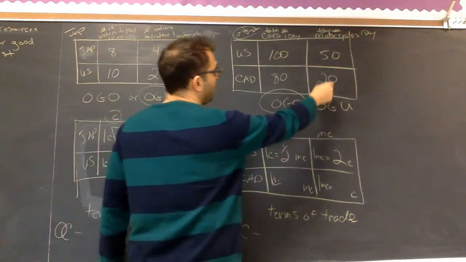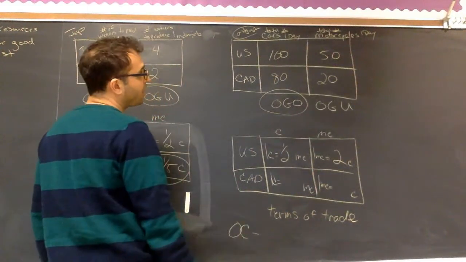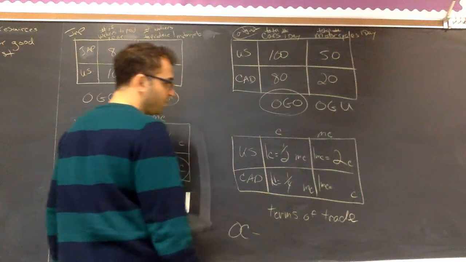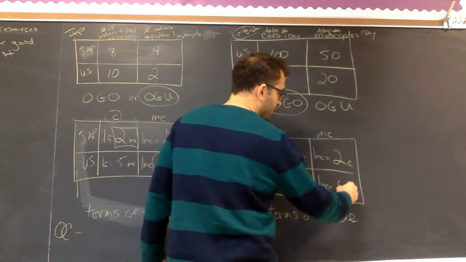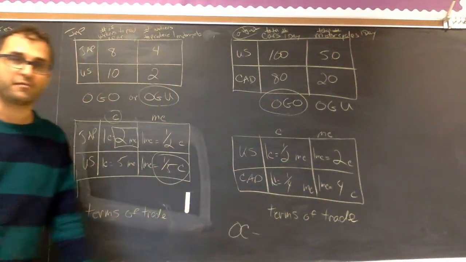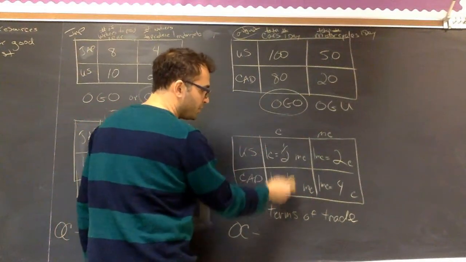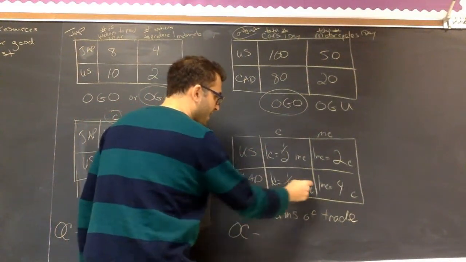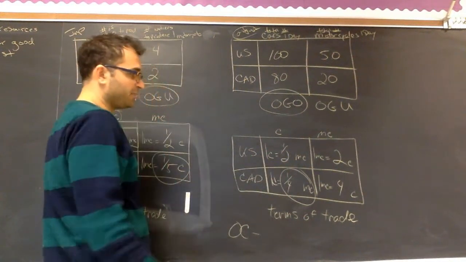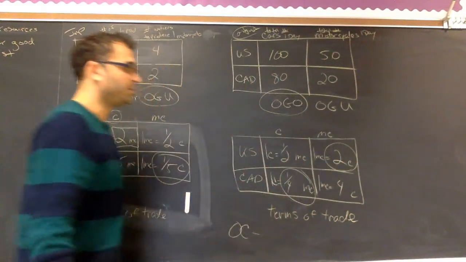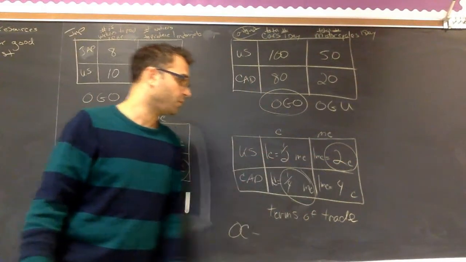For Canada, other goes over. 1 car is going to cost 20 over 80, 1/4 of a motorcycle. And 1 motorcycle is going to cost 4 cars. Now I can figure out who has the comparative advantage. Who should produce cars? Whichever one is smaller. So Canada should produce cars because they give up less motorcycle. And the United States should produce motorcycles because they give up less car. 2 is smaller than 4.